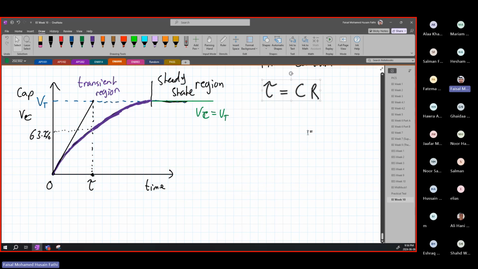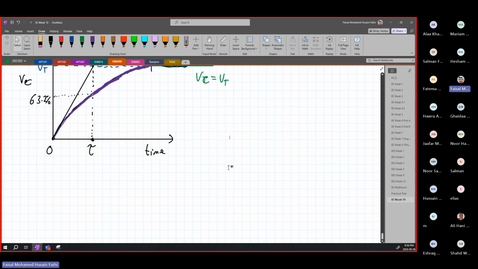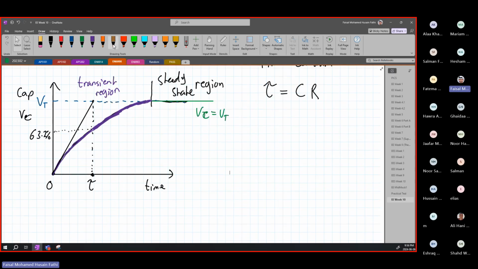This value of tau basically describes how fast the system is getting charged. That is, how fast it is reaching the steady state region from the transient region. How fast will this go from here to here. Why? Because if we had a larger tau value, let's say here we'll call this tau 1, this basically means that our curve looks something more like this.